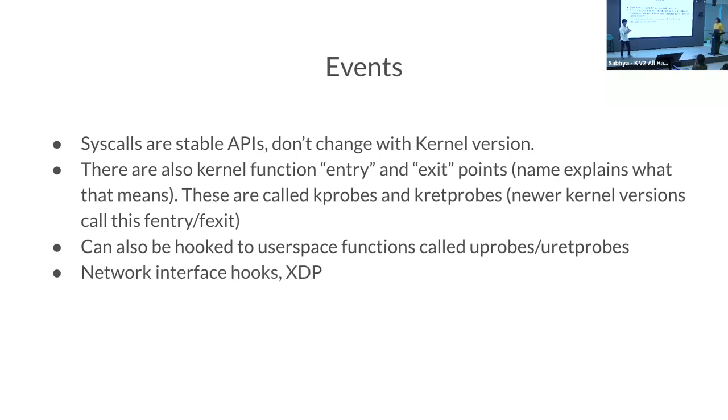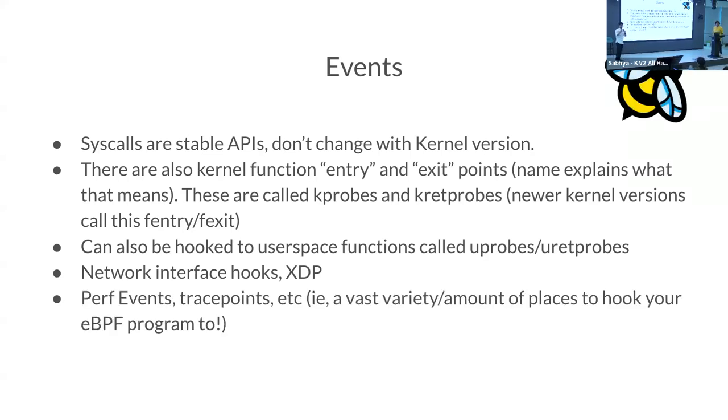Network interface hooks. Using eXpress Data Path, XDP, it basically makes your Linux network stack programmable, and you can attach your eBPF programs into stuff like the uplink. If you're running a virtualized environment, maybe the virtual switch ports, to get stuff like packet metrics, traffic. You can attach it to perf events, trace points. Basically, there's a vast variety and amount of places that you can hook your eBPF program into. And this starts to give you an impression of just how powerful eBPF programs can be. You can use it to make your network more efficient or increase performance, stuff like that.